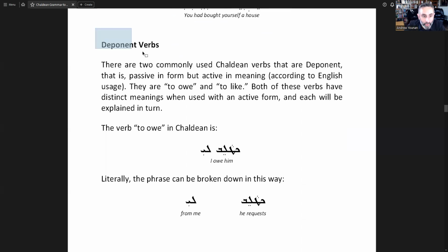Let's talk about deponent verbs. There are two commonly used Chaldean verbs that are deponent. That is, passive in form but active in meaning according to English usage. So a deponent verb sounds like it's passive, but it's actually an active meaning according to English usage. These two verbs are to owe and to like. Both of these verbs have distinct meanings when used with an active form, and each will be explained in turn.